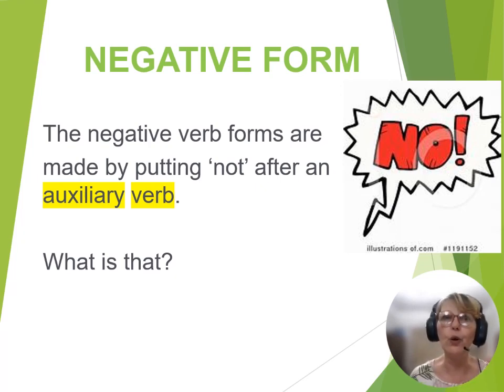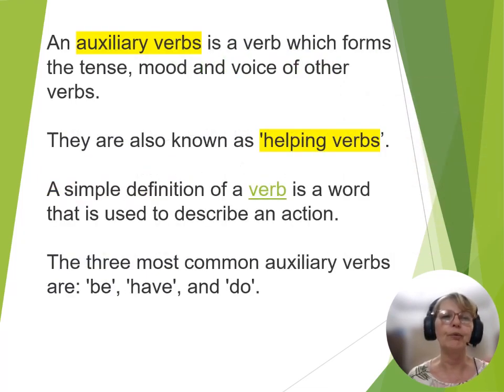But what on earth is an auxiliary verb? Let's have a look. An auxiliary verb is a verb which forms the tense, mood, and voice of other verbs. But quite simply, it's just called a helping verb. And what it does is it helps to make sense of what you want to say. And remember, a verb is an action or doing word.